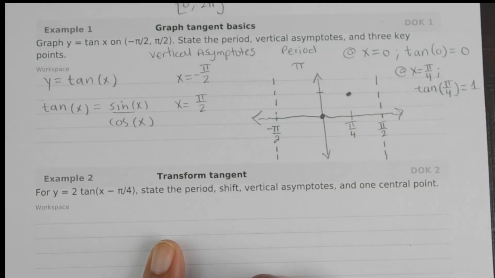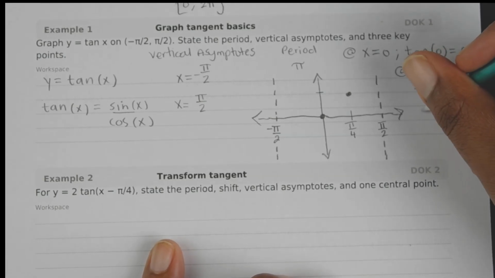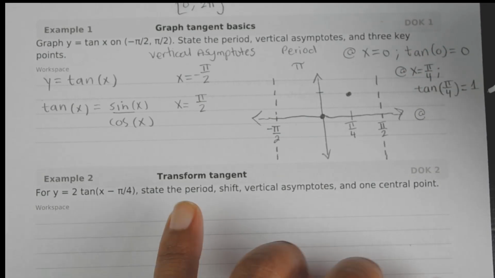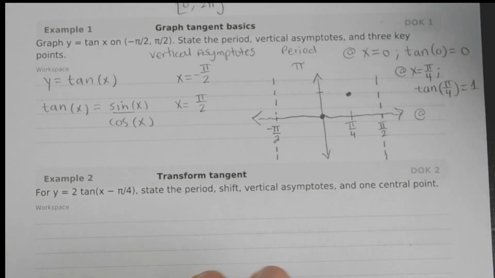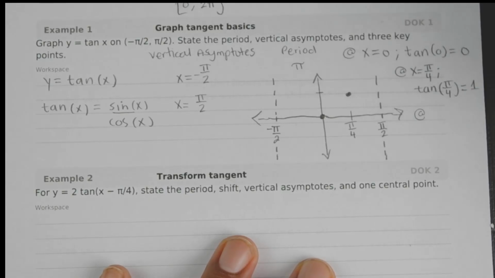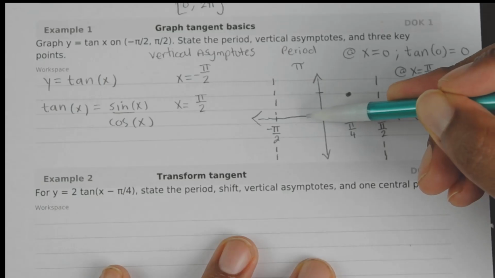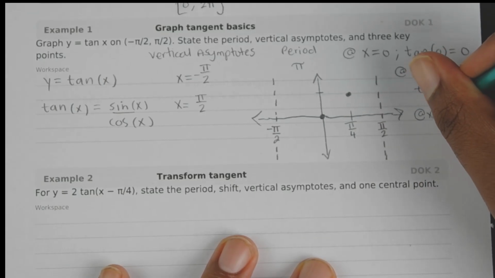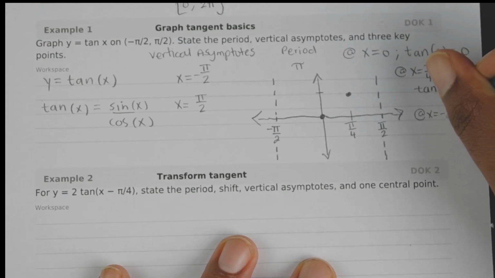And then if we do x equals negative, let's go a fourth of the way over there. At x equals negative pi over 4 as well.